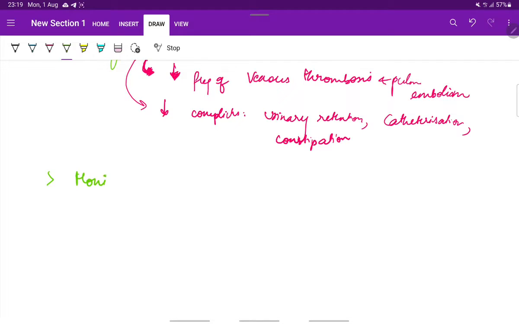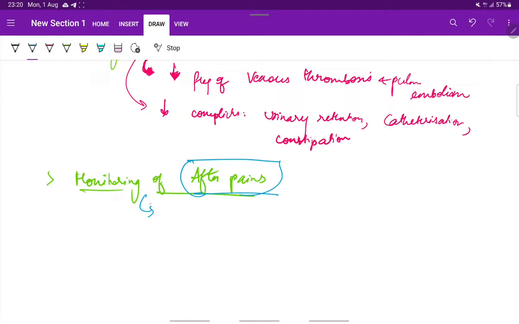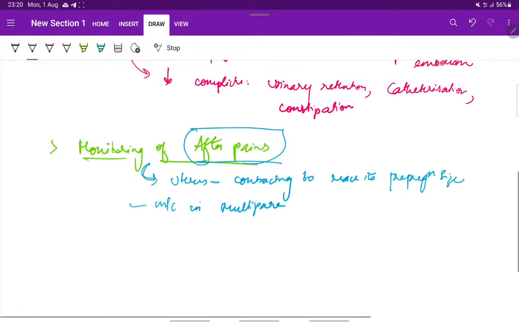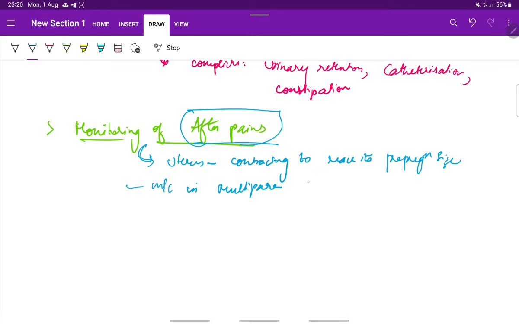Next will be the monitoring of after pains. Firstly, what are the after pains? After delivery, the uterus starts contracting vigorously to reach its pre-pregnant size. So, the painful vigorous contractions of the uterus are called the after pains, and these are more likely to occur in multipara than in primi who have had a precipitate labor, or in case of primi who has had an overdistended uterus.